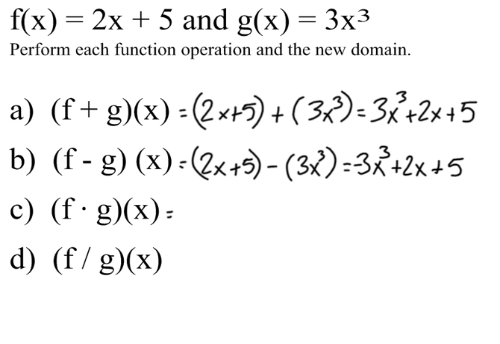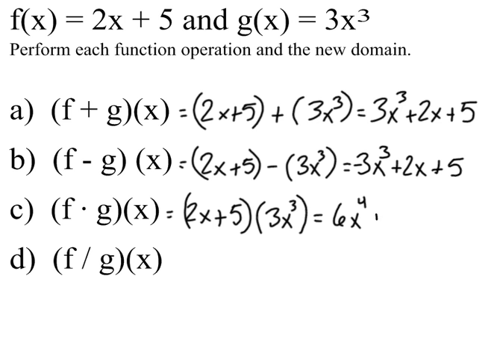Now it's time to try to multiply f times g. This is a little bit of distribution. We end up with 6x to the 4th power plus 15x to the 3rd power. And now let's try to find our division. F divided by g.